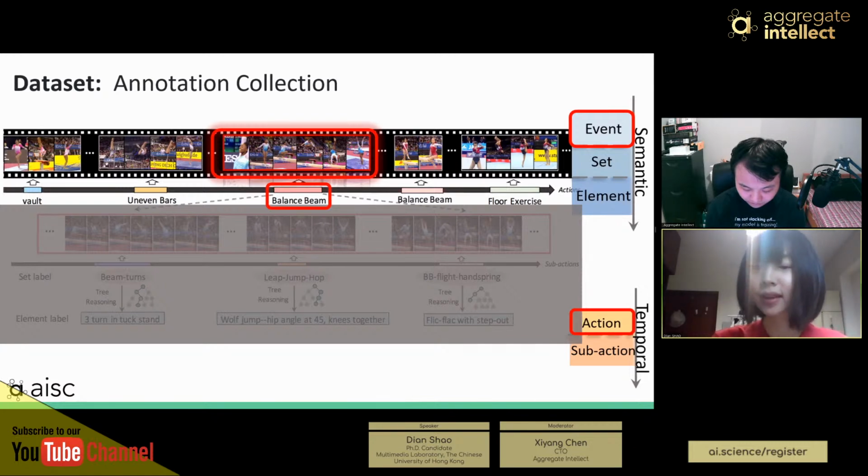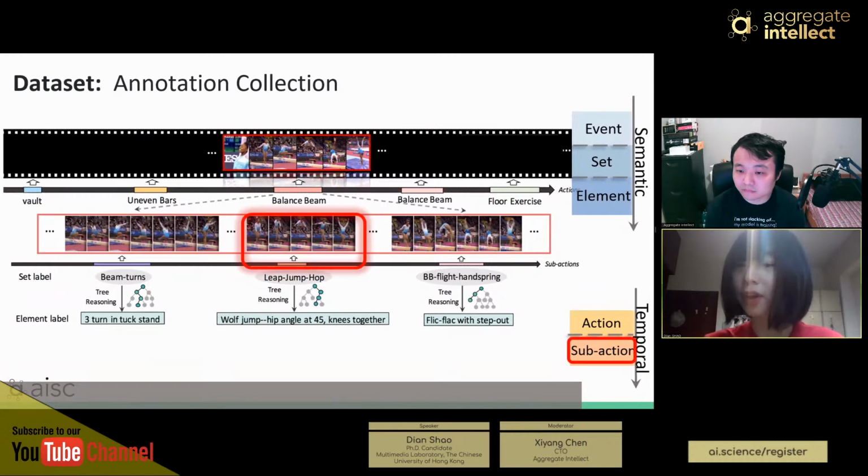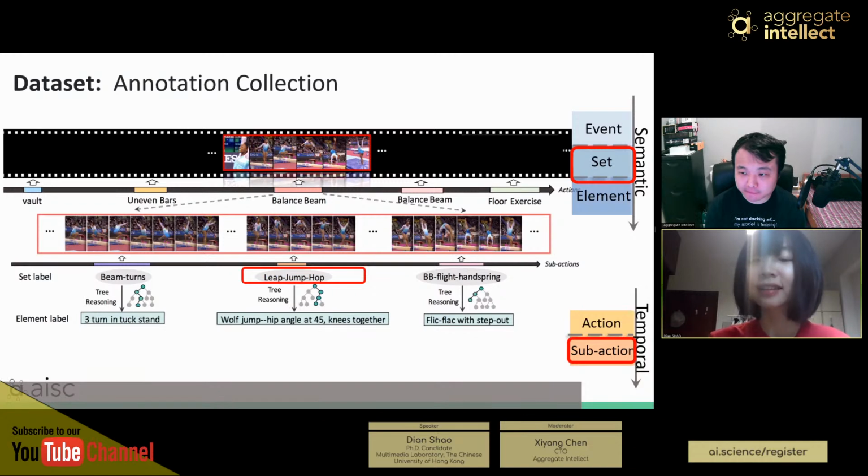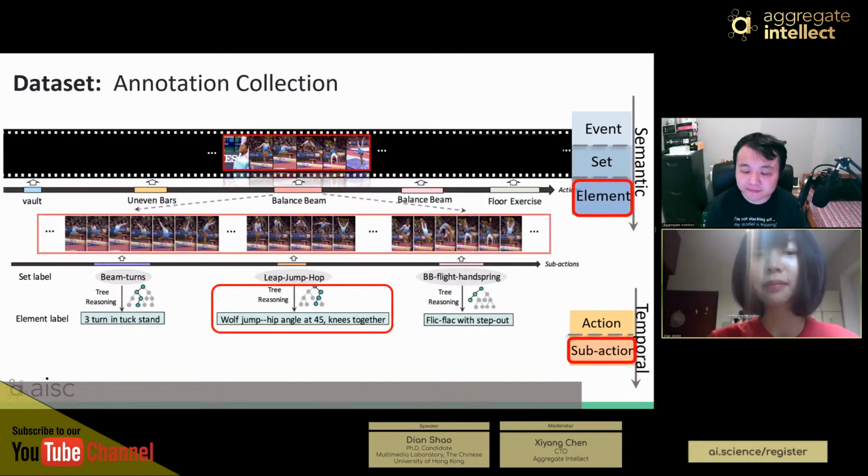Secondly, given an event, an annotator will locate all the sub-actions from the defined sets and provide their set level labels. Here I'd like to explain a little. Sets are mid-level categories describing sub-actions. A set could hold several technically and visually similar elements. At the finest granularity are element categories, as shown here, wolf jump. This equips sub-actions with more detailed descriptions than the set categories. For example, a sub-action instance from the set leap, jump, hop can be further described by wolf jump.